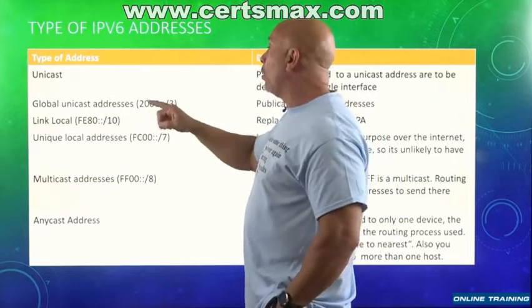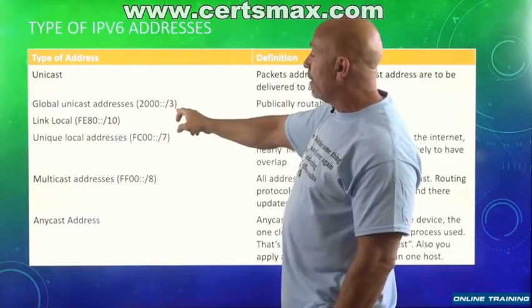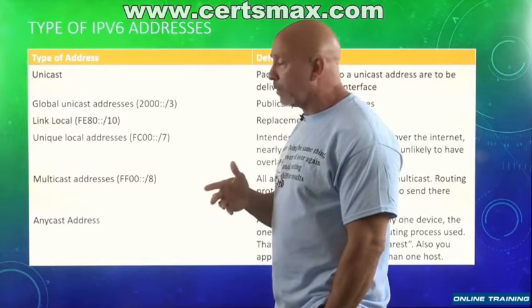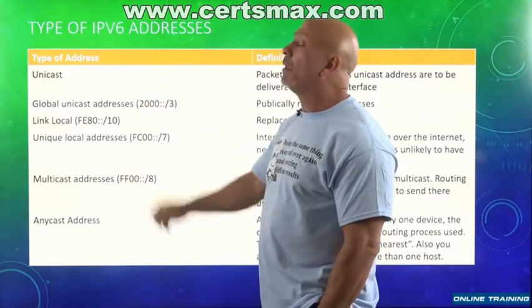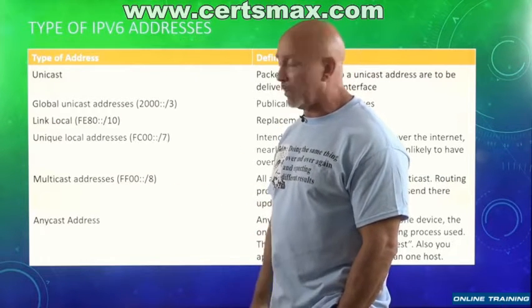A global unicast address. That's why you see here 2000::/3, 2000 to 2001. I believe it goes all the way to 2003, honestly. When you see that number at the beginning, that's a global unicast address, meaning a public IP address.